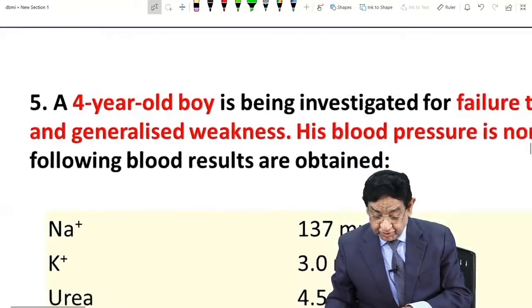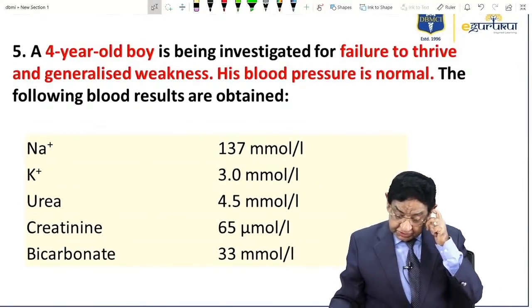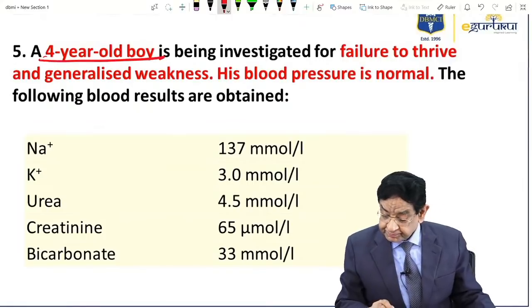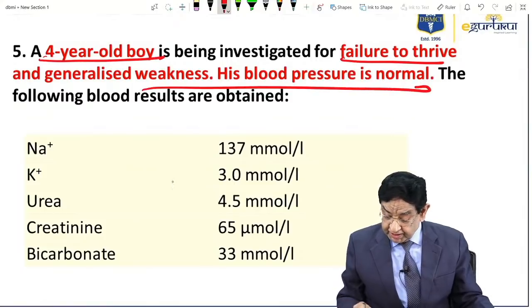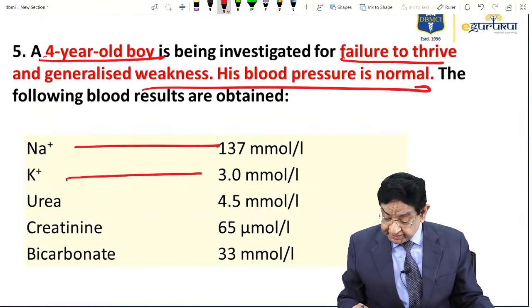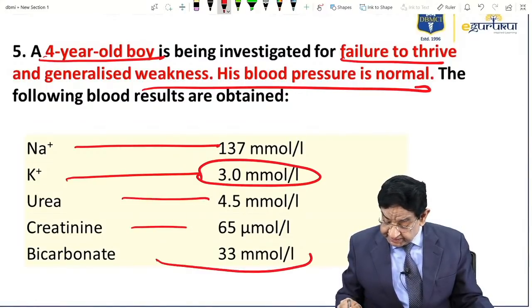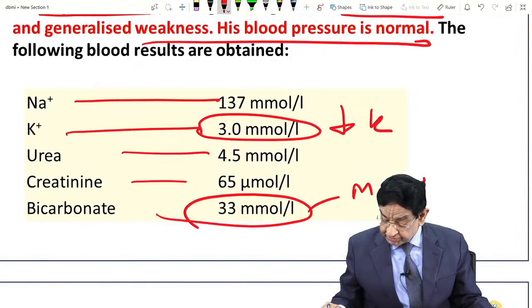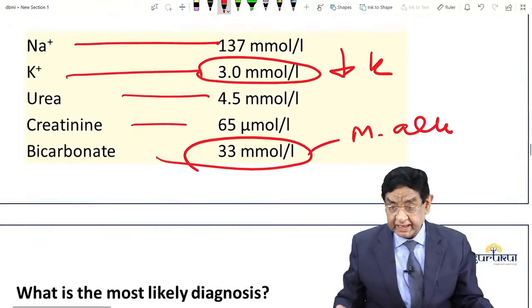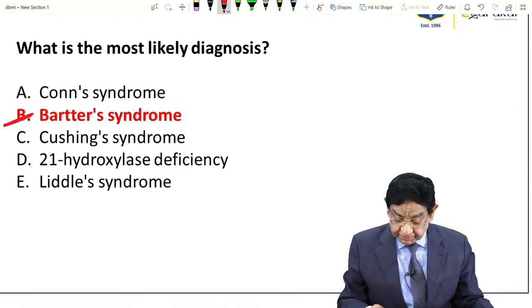Well, we got one more question. We are getting a 4-year-old child. Failure to thrive, generalized weakness, BP is normal, sodium 137, potassium is low, urea, creatinine, bicarb is increased. We are getting hypokalemia, and we are getting metabolic alkalosis. Most likely diagnosis is Bartter syndrome.